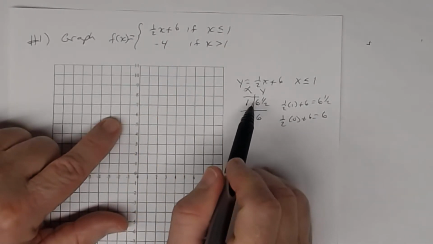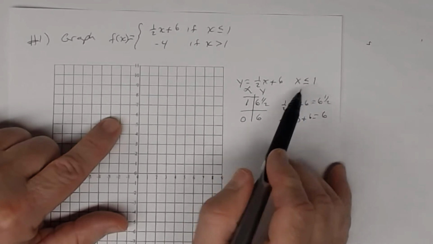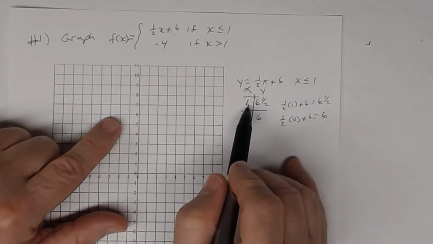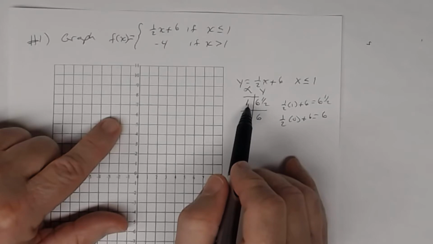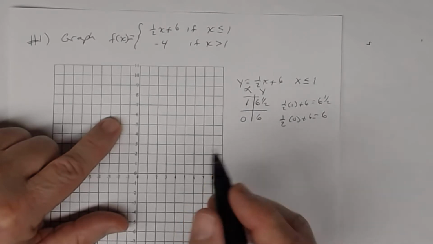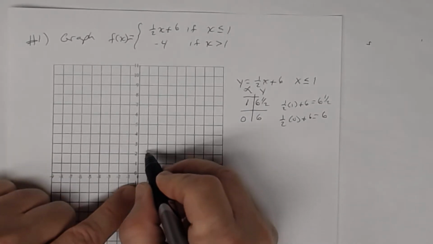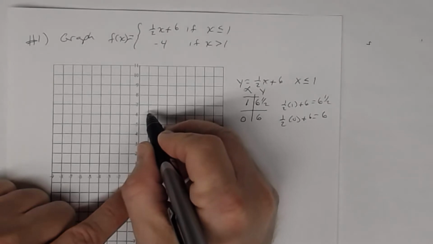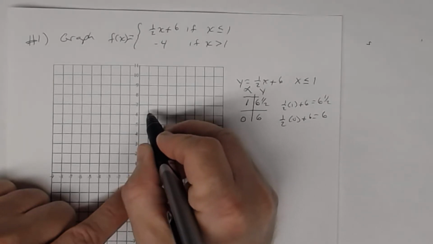So I plot these 2 points. Now remember, whatever number you see here, make sure that's the first one you use. Okay, that's going to help you. So I'm going to plot the point (1, 6.5). 6.5 is right here, right? Right in the middle between 6 and 7.